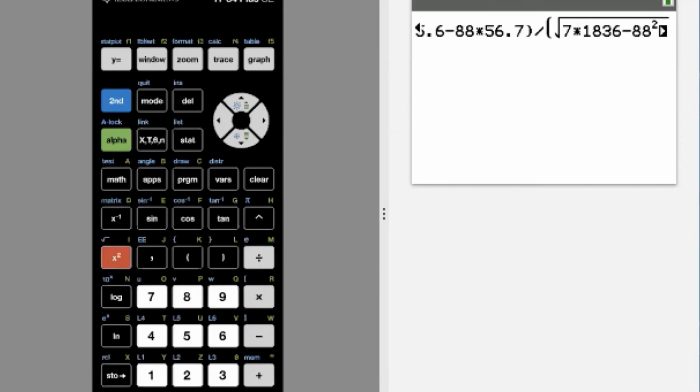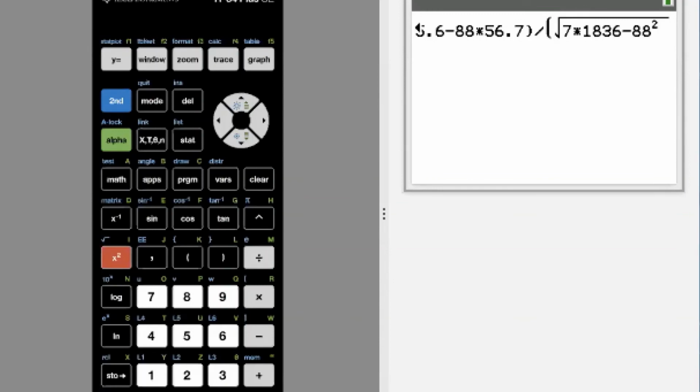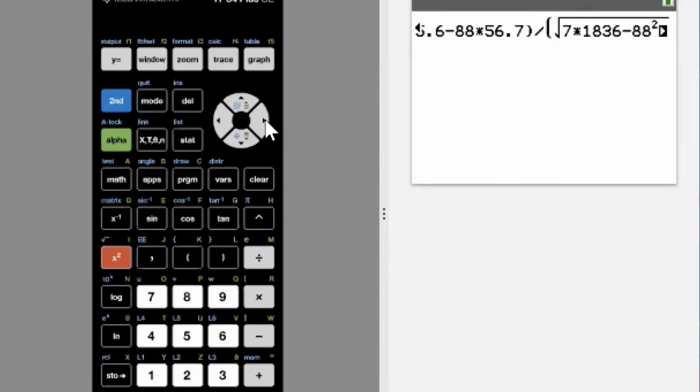Now, this is very important. Here you have to be very careful. See, you are inside the first square root. Now you have to get out of that square root. So in order to get out of the square root, press this arrow on your calculator.